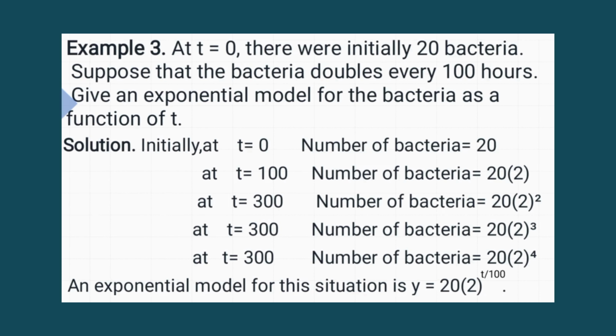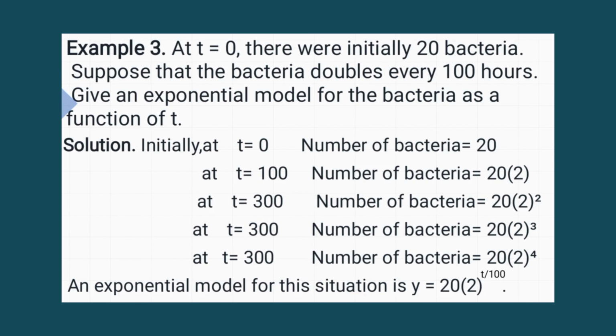Initially, at t equals 0, the number of bacteria is 20. At the start, the number of bacteria is 20, and then it will double every 100 hours. So after 100 hours, the number of bacteria is 40, because 20 times 2 is 40. After 200 hours, it will double again, so the 40 will become 80. So 2 squared, that is 4, times 20 is 80. 40 times 2 is 80.